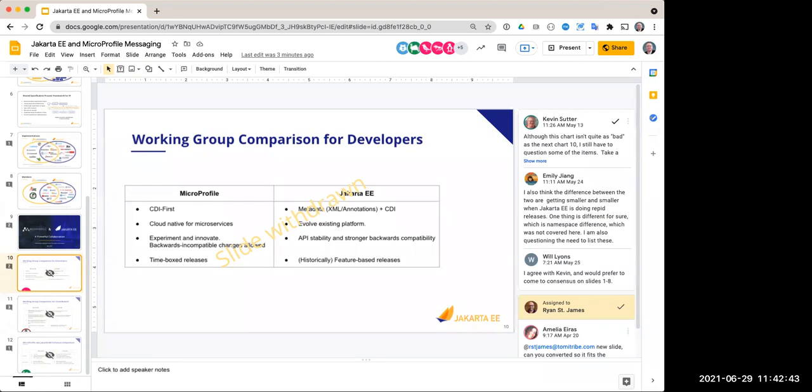Emily, so you say that you, as an IBM contributor, wish not to have the slides because you don't see the difference as a developer. Is that your point? No, my point is the two look quite similar from a developer point of view. Even in Jakarta EE, CDI is everywhere and it is pushing more on the CDI side. Because Jakarta is also evolving, and MicroProfile is also evolving, is what we write here still correct?